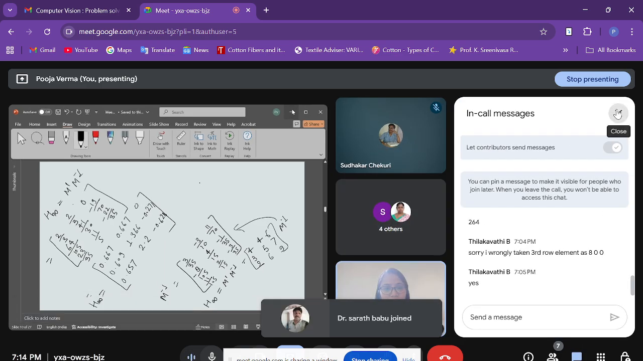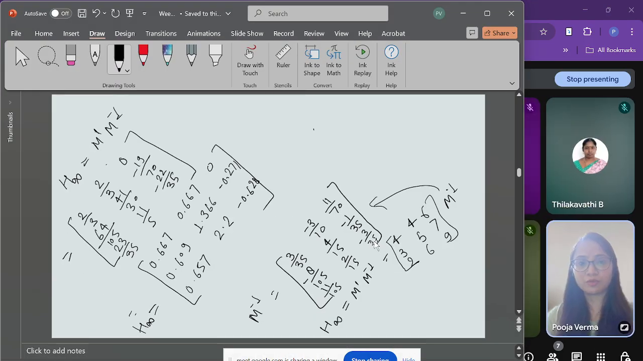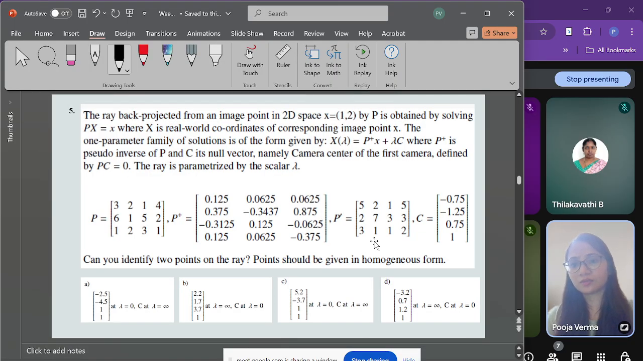Okay, so now I hope you have got this question. Now moving to the next question. The ray back-projected from an image point in 2D space, X, is given as 1, 2. The ray is obtained by solving PX = x, where X is the real world coordinate of the corresponding image point x. The one parameter family of solutions is of the form X(lambda) = P pseudo-inverse x plus lambda C, where P plus is the pseudo inverse of P and C is its null vector, namely the camera center of the first camera, defined by PC = 0. The ray is parameterized by the scalar lambda.